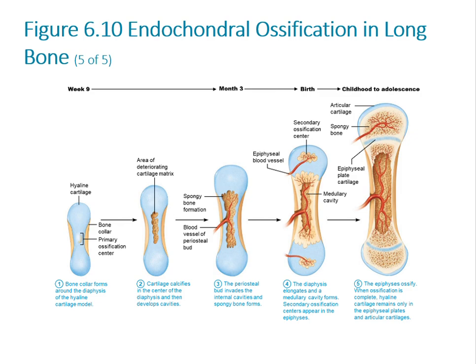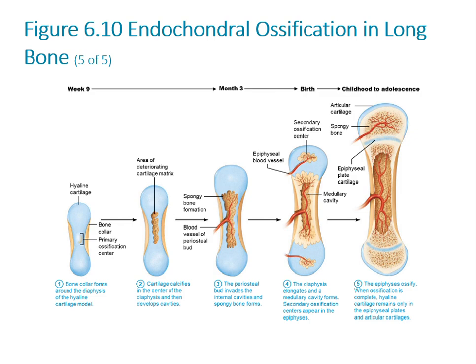As the development continues and the ossification is trying to complete, we see the diaphysis elongate, the medullary cavity in the center form, and sometimes secondary ossification centers form. They don't always form in both ends of a long bone, but they form in those ends of a long bone called epiphyses.